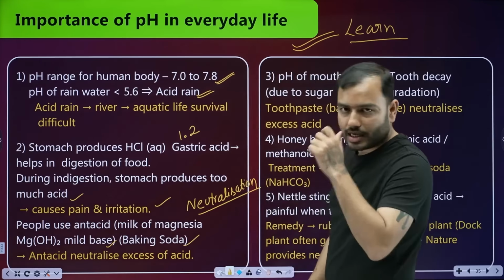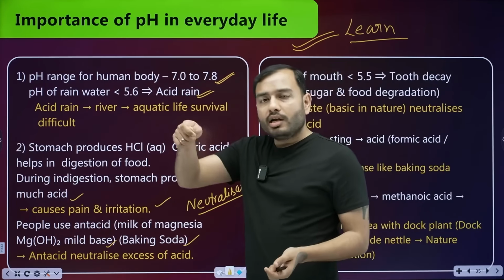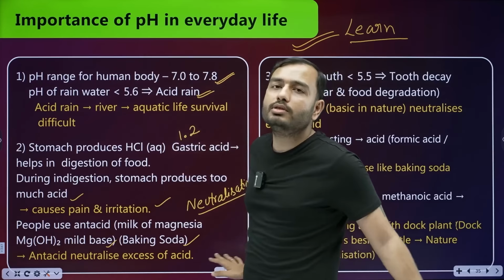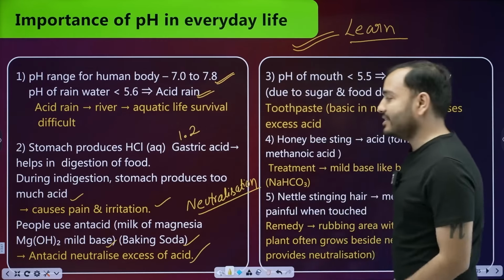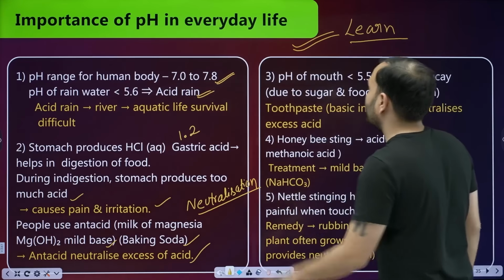There is one more solution, baking soda. Baking soda is basic actually. A lot of times you have seen mummy giving you salt mixed with water and asking you to drink it, then a lot of gas comes out and it releases acid. Antacid neutralizes excess of acid. What does antacid do? Antacid is base, so it neutralizes acid.